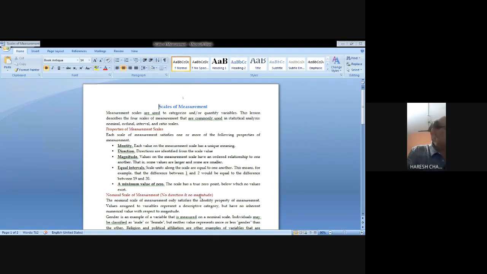Next chapter, descriptive and inferential statistics. I have already told you what descriptive statistics and inferential statistics are. And there is graphical presentation of data. There are four different kinds of graphs being used in statistics: polygon, histogram, cumulative frequency curve, and cumulative frequency percentage curve, or ogive.